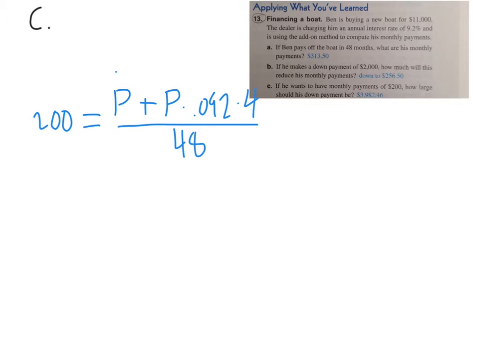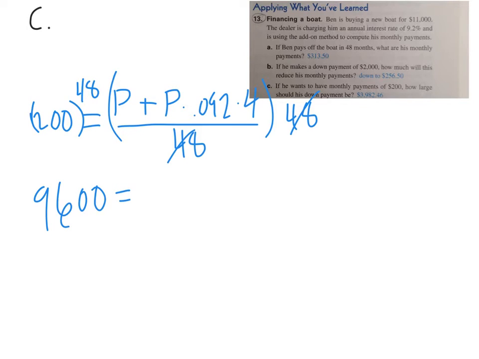Probably a good first step is to get rid of the 48 on the bottom, so we'll multiply both sides by 48. So here they cancel out. On the left-hand side, we get 9,600 equals, and here we essentially have, actually I'll do this first step. I'll call this 1P, right, because there's no number in front of the P, so don't forget there's the 1 there, and then the 0.092 times 4 is going to give you 0.368 P.